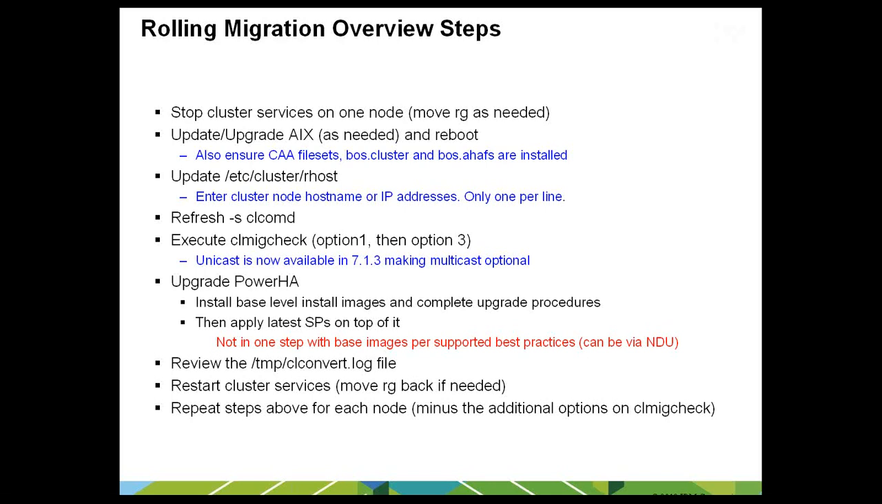Then after updating PowerHA, I'll restart the cluster. This will actually give me a mixed mode cluster. I'll have one node that is upgraded to 7.1.3 and one that is still at 6.1, and then I will repeat these steps for the next node. It's just second time around. I'll need to move the resource group over, and when I run CL MIG check the second time, I won't get a menu. It will actually detect the text file that's already created and then go ahead and start creating the CAA cluster, but I will show that as well.